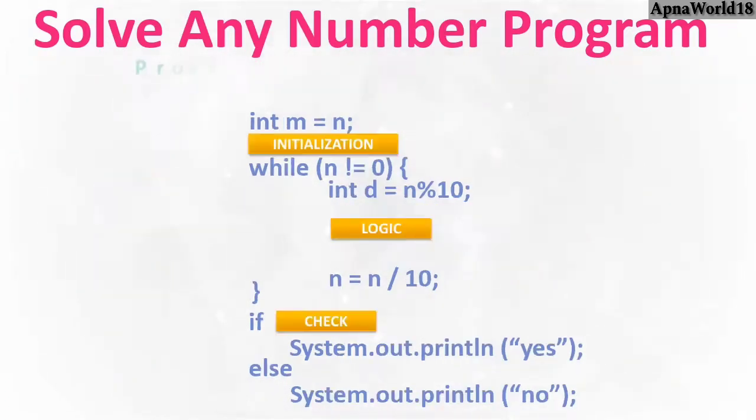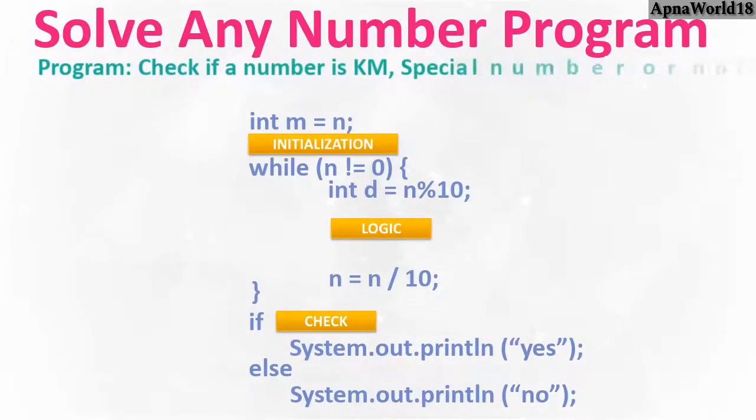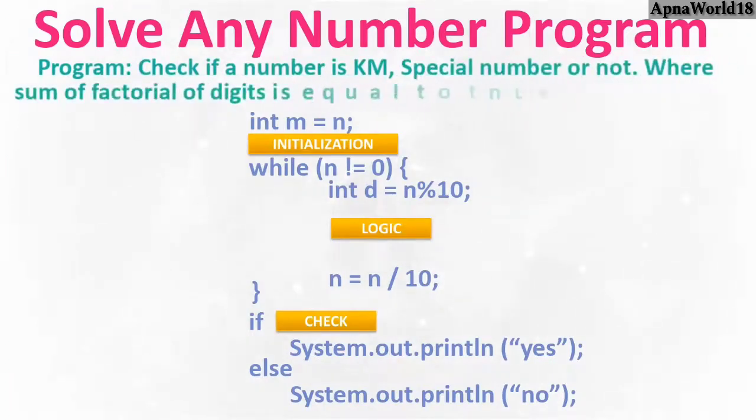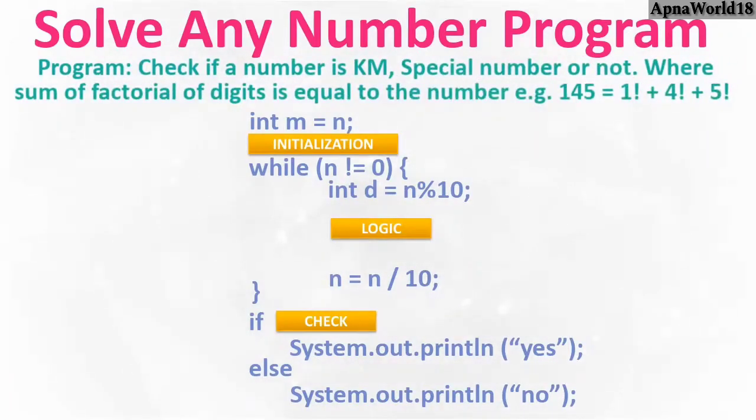Now let's do Krishnamurti number or special number. It is a number which is equal to the sum of the factorial of all digits. For example, 145 is equal to the sum of 1 factorial plus 4 factorial plus 5 factorial. Now here in the initialization section, we will put sum is equal to 0. In the logic section, you have to find the sum of factorial of digits. So before you can do sum, you have to find the factorial.